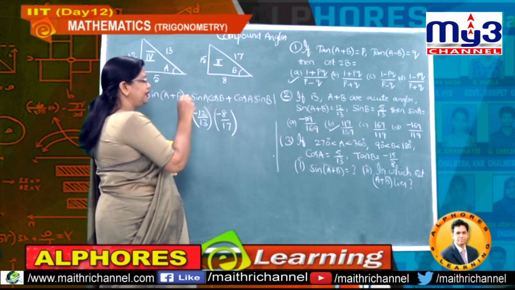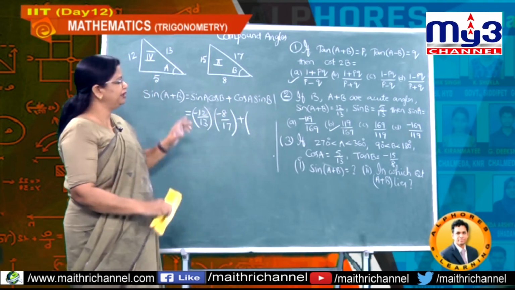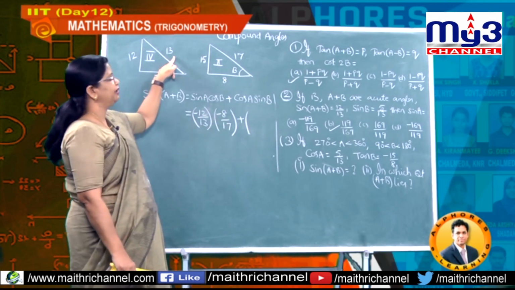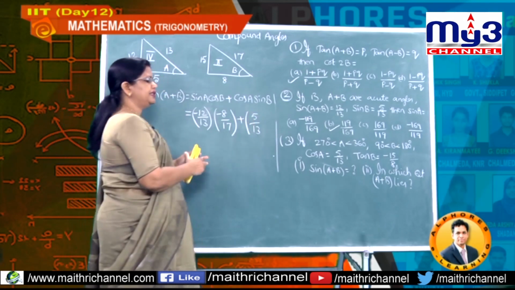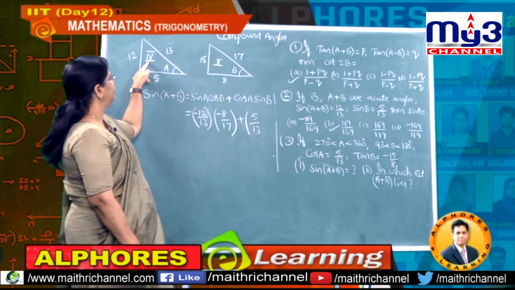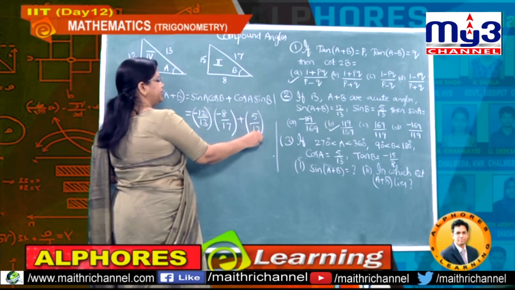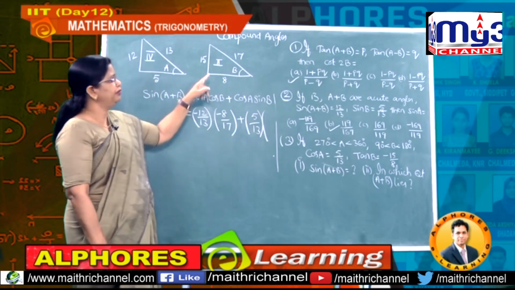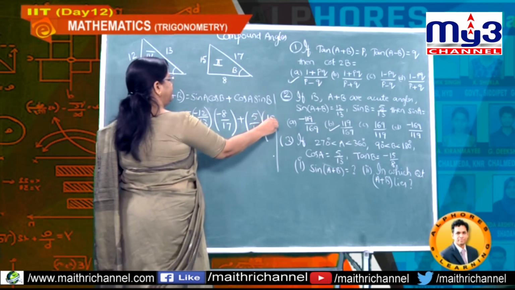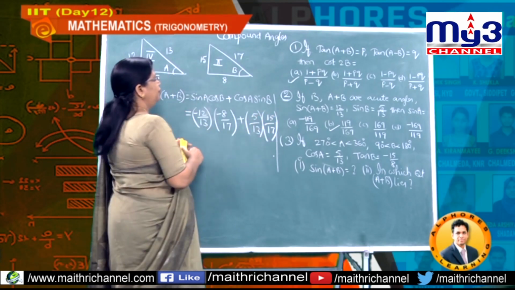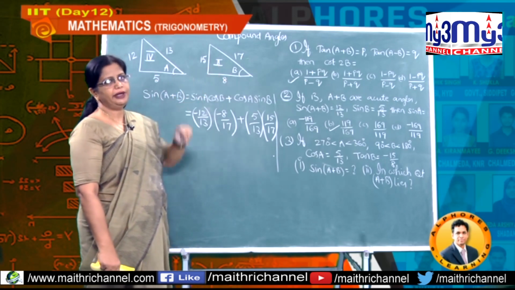Minus symbol, minus, next plus cos A. Cos A means here adjacent side by hypotenuse, 5 by 13. Where is this A value? A is in the fourth quadrant, therefore the cosine answer is positive. And next one, sin B. Sin B here is 15 divided by 17. And what about the B value here? Is the sin B value positive or negative? Positive, because B is falling in the second quadrant.